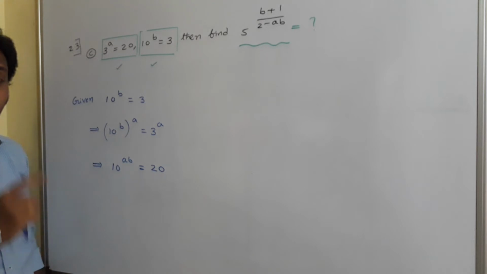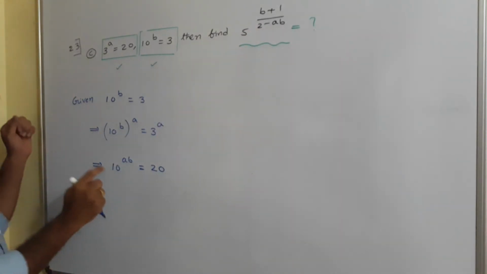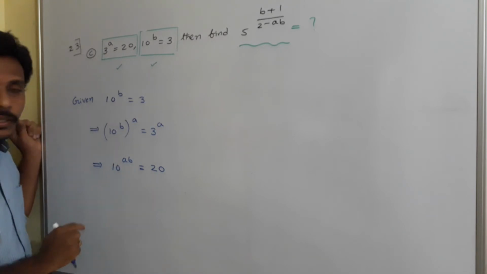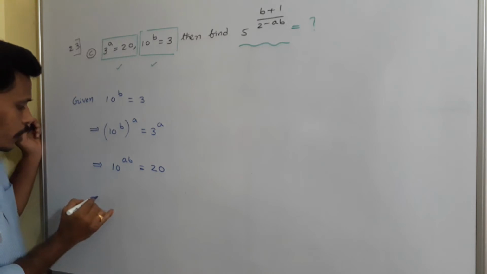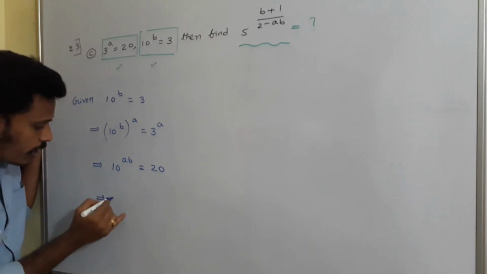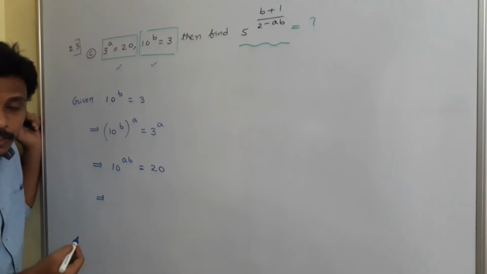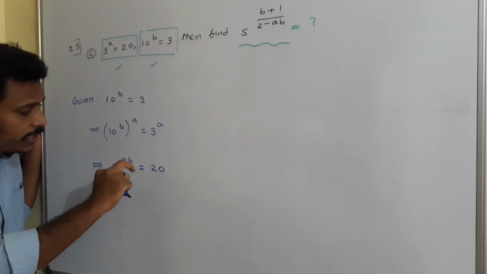Okay, 10 power ab I have. ab is involved, but my requirement is 2 minus ab, not just ab. Since 10 power ab is 20, first of all I need minus ab. Think about minus ab. If 10 power ab is 20, then what do you say about 10 power minus ab? I think you all know. If you apply minus to the power, it gets reciprocal, right?